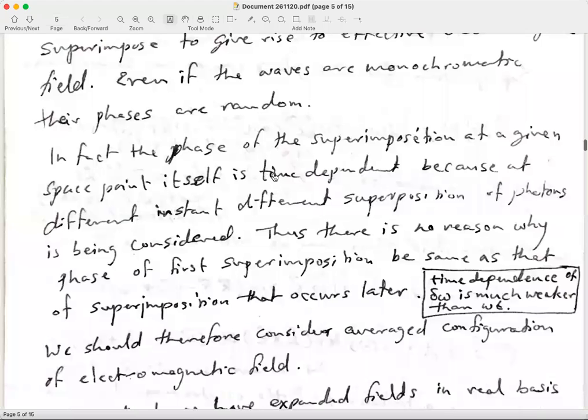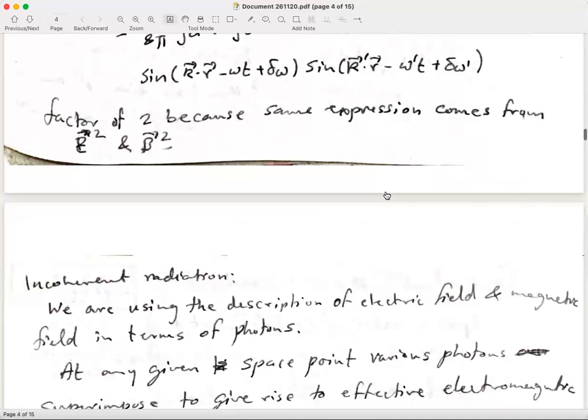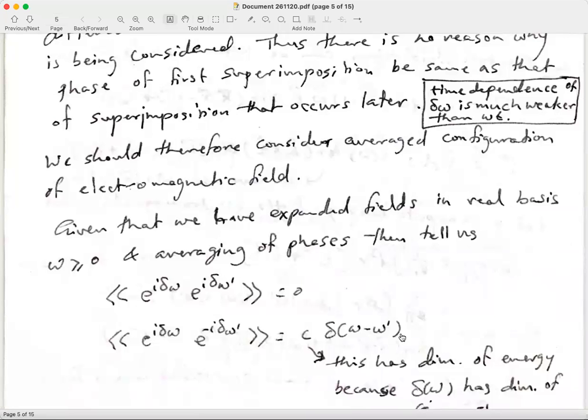Notice you have a term which is e to the i delta omega multiplied by e to the i delta omega prime, but that doesn't click because omega and omega prime are both positive. Then you have a term which is e to the i delta omega, e to the minus i delta omega prime, that would click. Similarly, this with minus and that with plus also would click. But the last term, minus i delta omega and minus i delta omega prime, would not click again. So although you have 4 such phases, only 2 of them are going to work out. Once you do that, those terms would give you a delta function by this property.